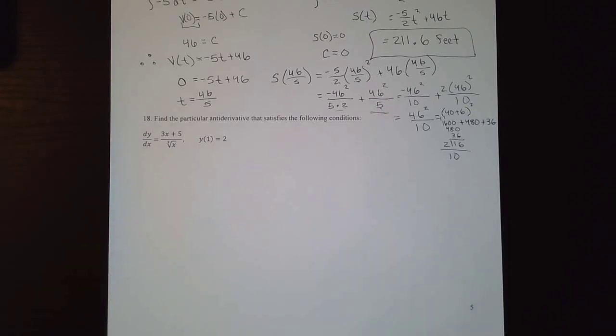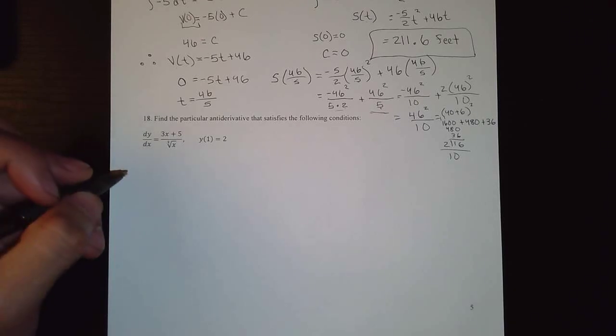Problem number 18 says, find the particular antiderivative that satisfies the following conditions. The derivative of y with respect to x is the quantity 3x plus 5 over the cube root of x. And we're given the initial condition that when you plug in x equals 1 to the original function, the output is 2.